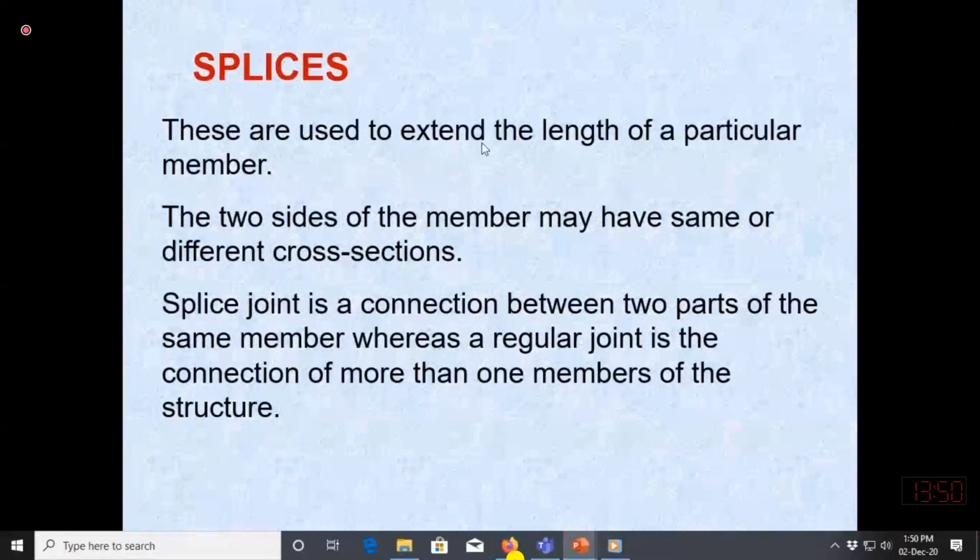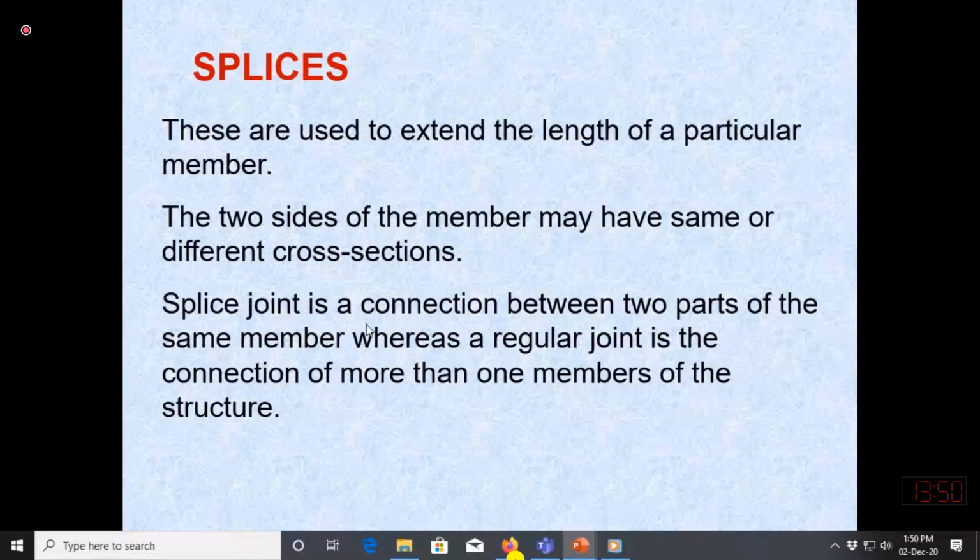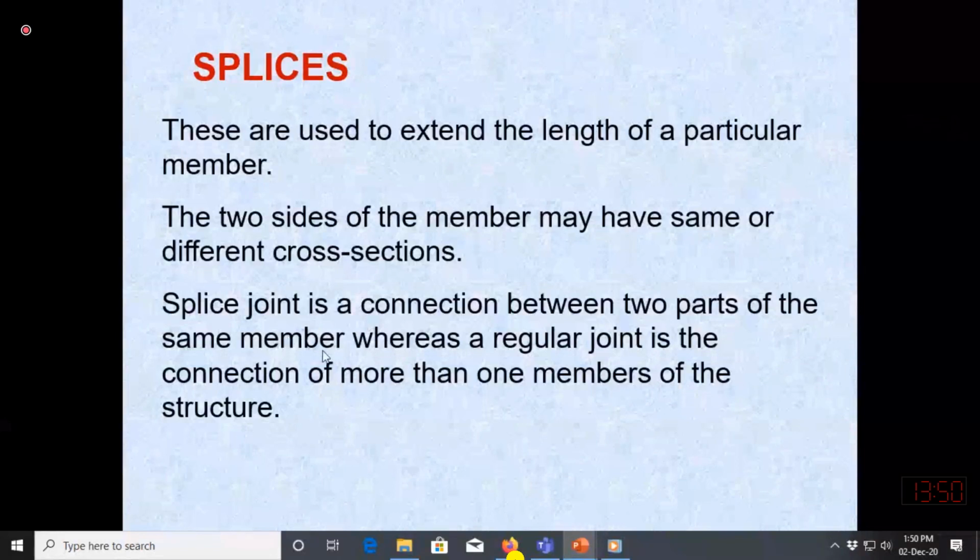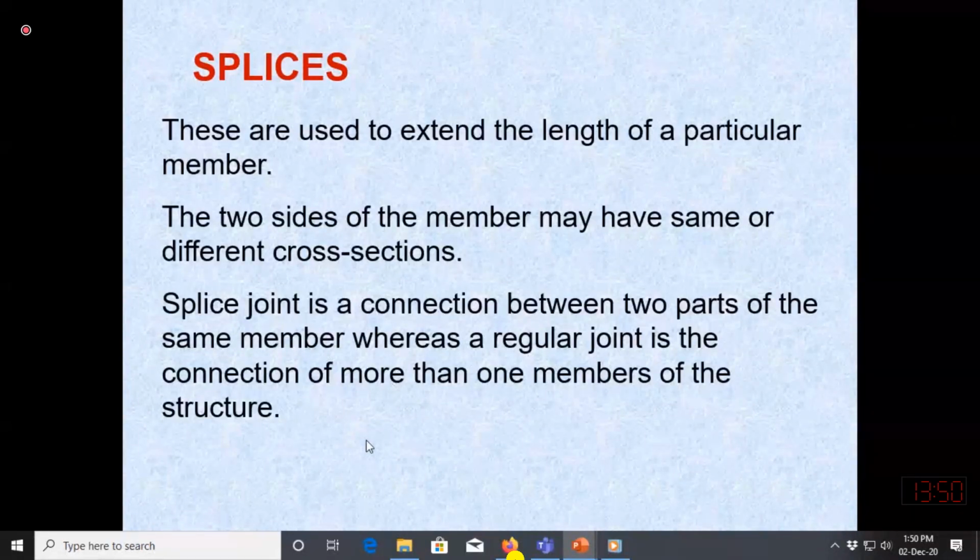Splices, these are used to extend the length of a particular member. I have already explained, the two sides of the member may have the same or different sections. A splice joint is a connection between two parts of the same member, whereas a regular joint is the connection of more than one member to the other structure. So normally a connection is made if we are connecting two different structural members, but a splice is the connection which is used to extend the length of the member.